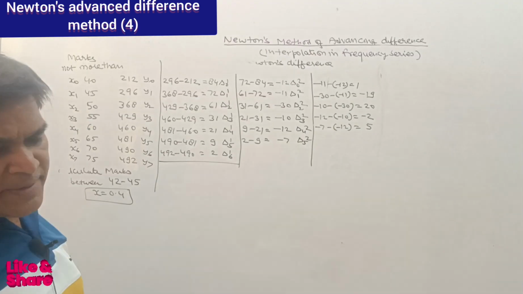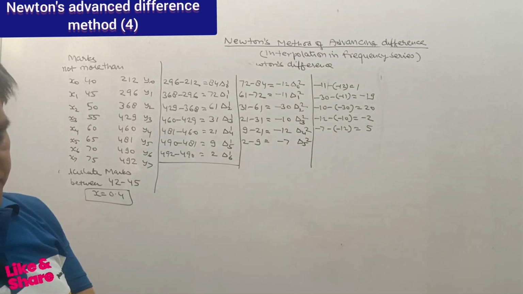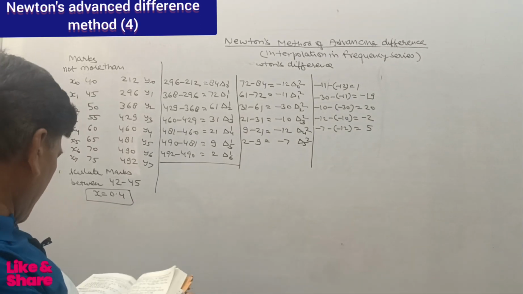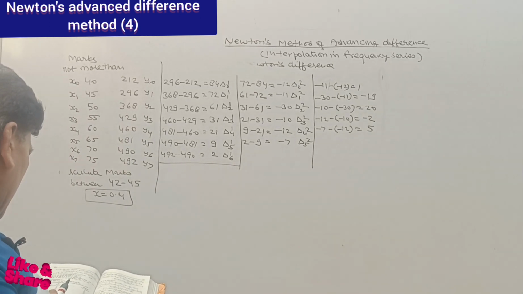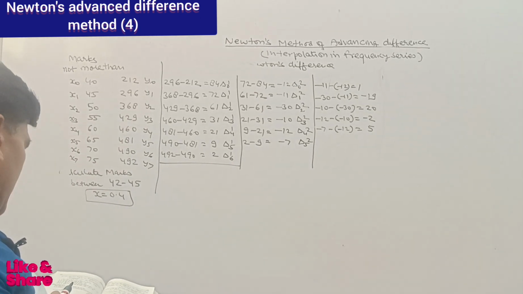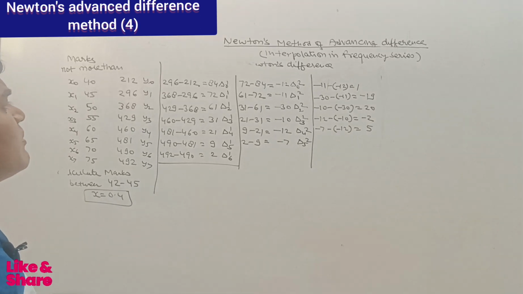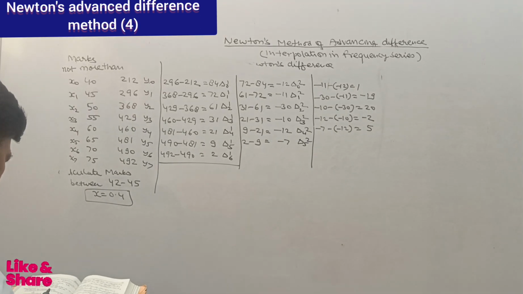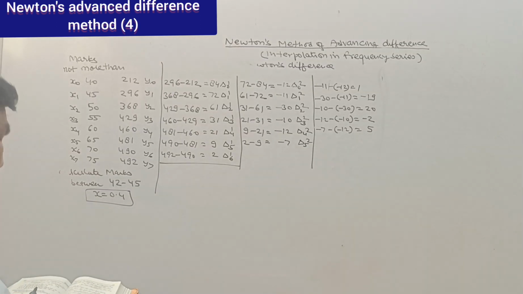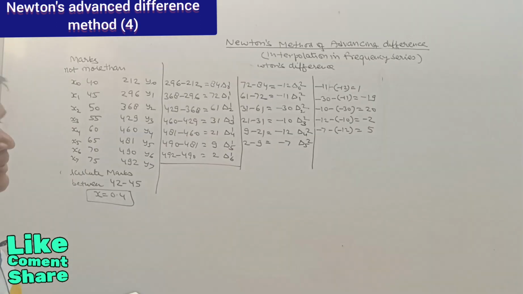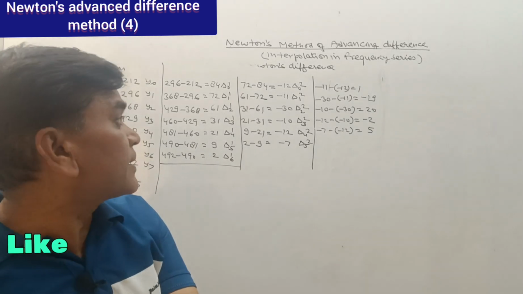So we have to calculate a huge number of differences here. The first differences are 84, 72, 61, 31, 21, 9 and 2. The second differences are minus 12, minus 11, minus 30, minus 10, minus 12 and minus 7. The third differences are 1, minus 19, 20, minus 2 and plus 5. Okay. Next.